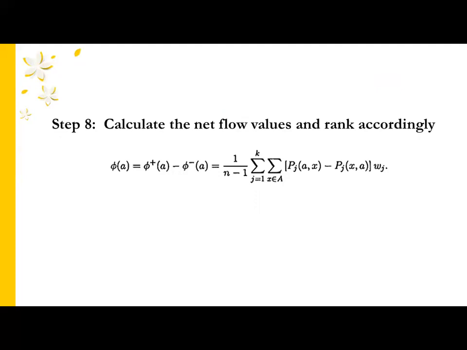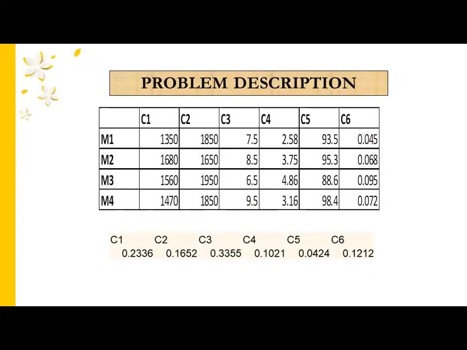So now we'll go to the problem description. There are 4 methods and 6 criteria. And these are the criterion weights. If you sum up all these criterion weights, it will be equal to 1. Now the values 1350, 1850 in the first row are the indicators of method 1, showing how it is satisfying the criteria C1 to C6. So these are the indicator values. Now with this input, we'll see how to rank these methods.